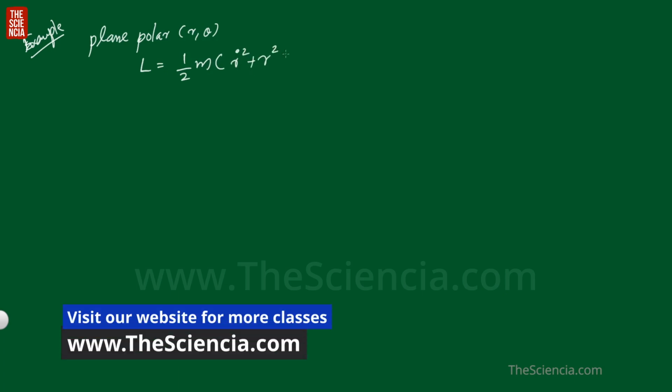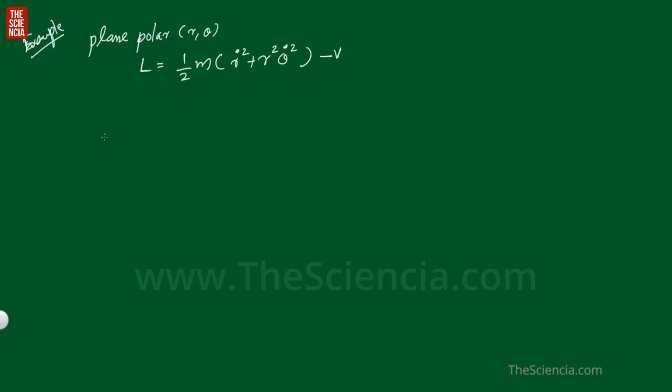I am taking plane polar coordinates, that is r, theta, and we know the Lagrangian in plane polar is 1/2 m (r dot square plus r square theta dot square) minus V. So now we have to find the equations of motion. Here, what are the generalized coordinates? r and theta.